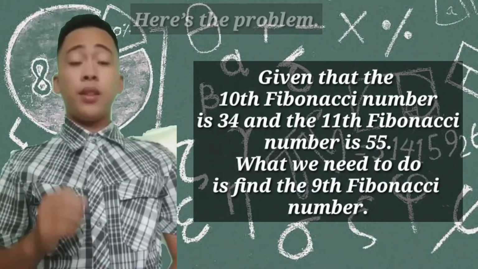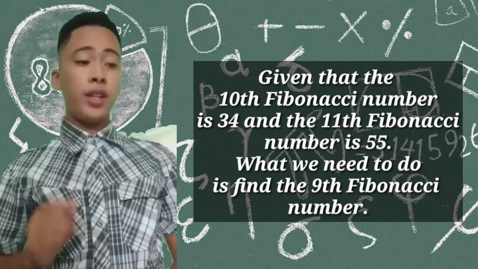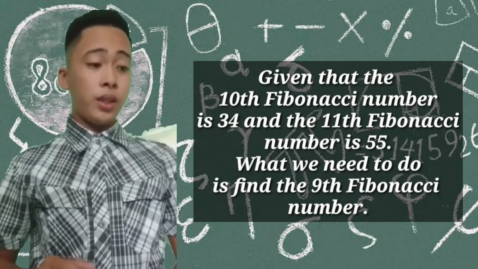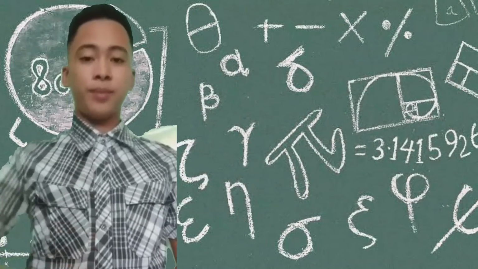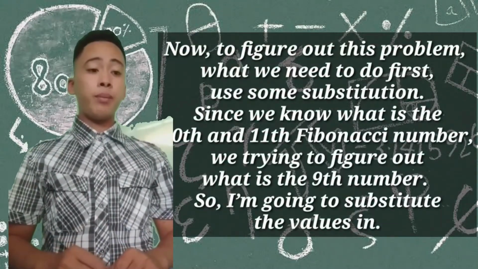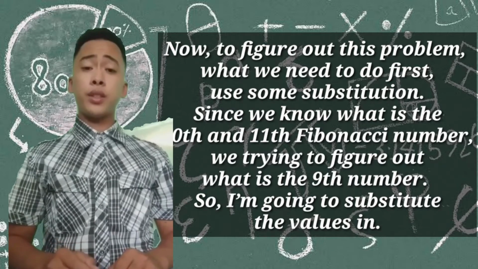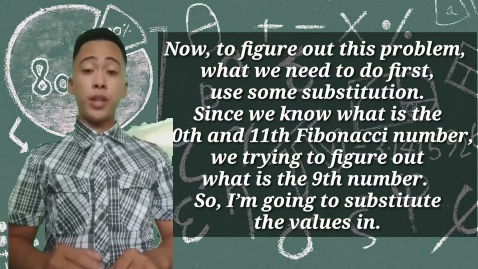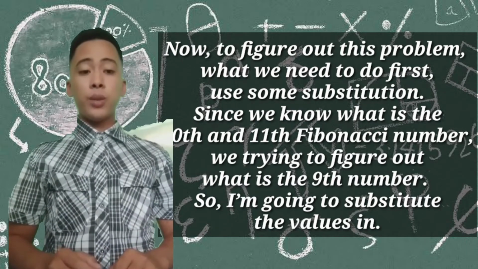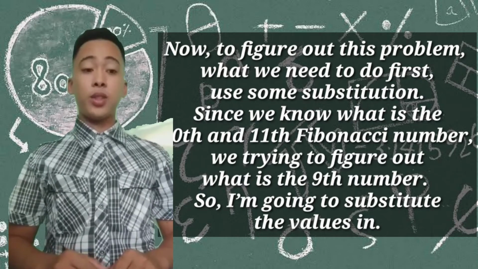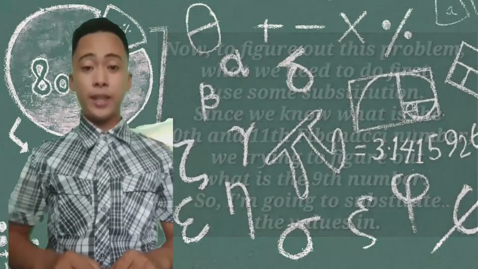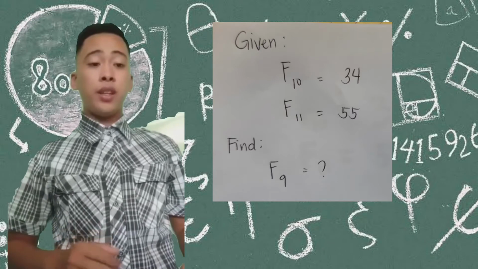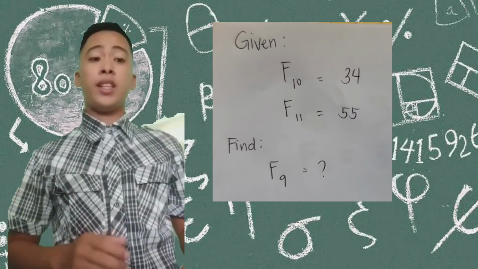Here's the problem. Given the 10th Fibonacci number is 34 and the 11th Fibonacci number is 55, what we need to do is to find the 9th Fibonacci number. Now, to figure out this problem, what we need to do first is use some substitution. Since we know the 10th and 11th Fibonacci numbers, we're trying to figure out the 9th number. So, I'm going to substitute the values in. Since the 9th is the missing one, we're going to leave it, but we know the 10th and the 11th, so we list them down.